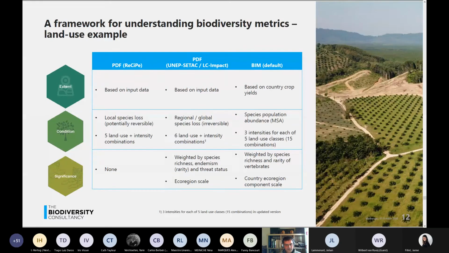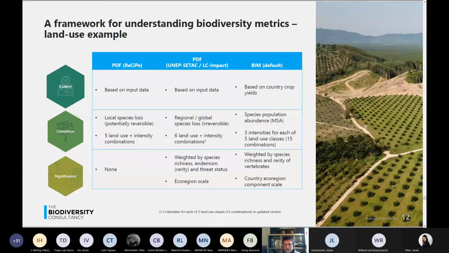So as an example, a very simplified one, here's a comparison of three metrics using just the land use component to keep it simple. So you've got two metrics called the potentially disappeared fraction with associated tools, and then the biodiversity impact metric in its sort of default formulation. So the first two, in terms of the extent of an impact, is very much based on your input data. They'll go to the scale of the data that you have, but they don't necessarily help you along the way. They don't hinder you either.